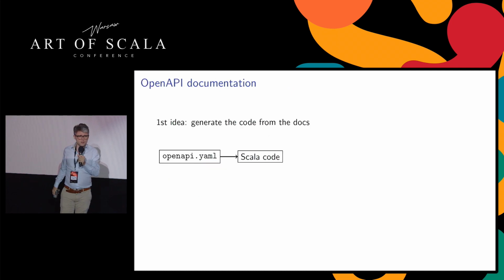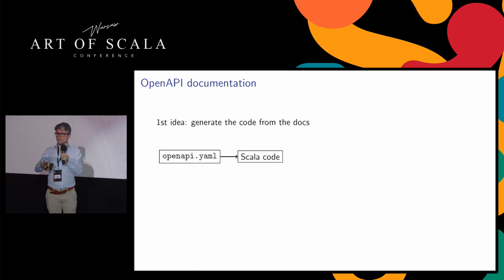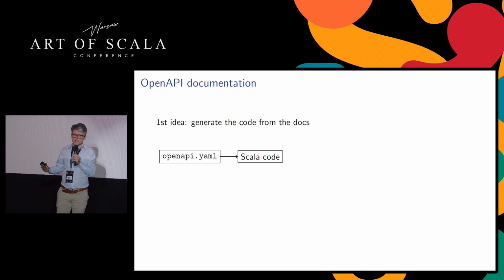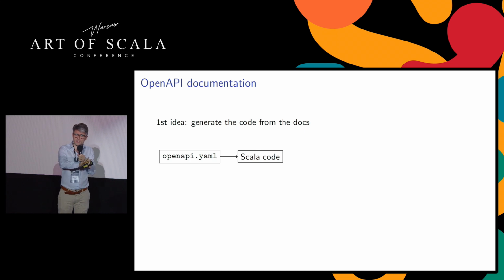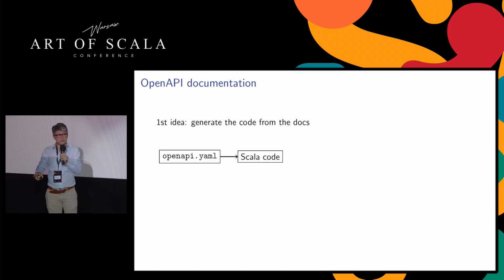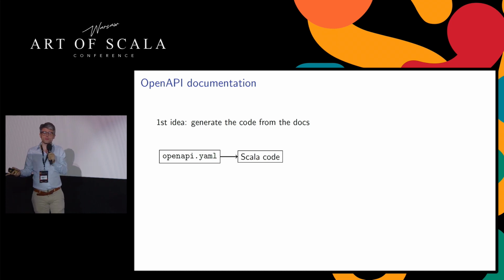All right, let's start with the documentation. Because if we have an HTTP server, we will have endpoints, and these endpoints need to be documented. And documentation is, in a sense, a form of duplication, because we have the code and we have the documentation, and they contain the same knowledge. So if we want to get rid of that form of duplication, we can, for example, generate the code from the documentation.